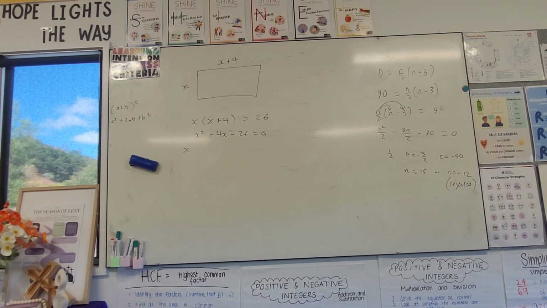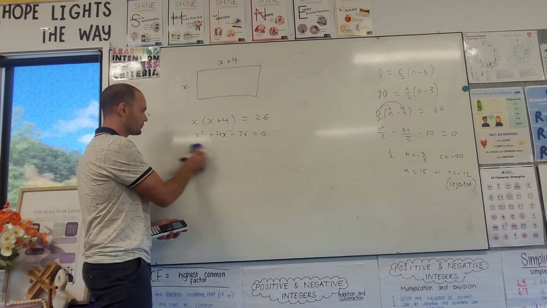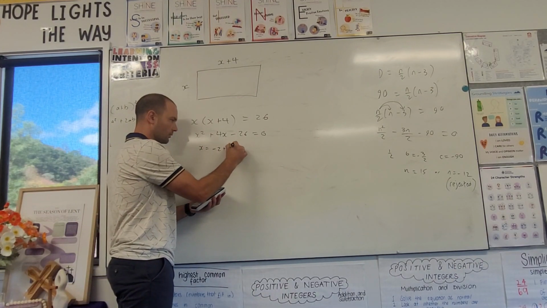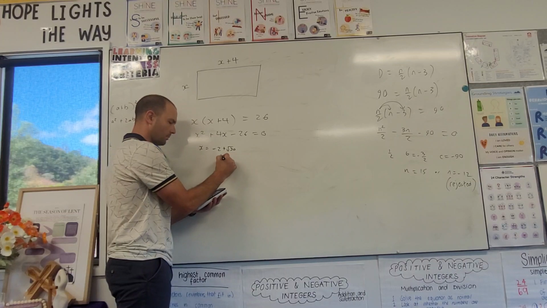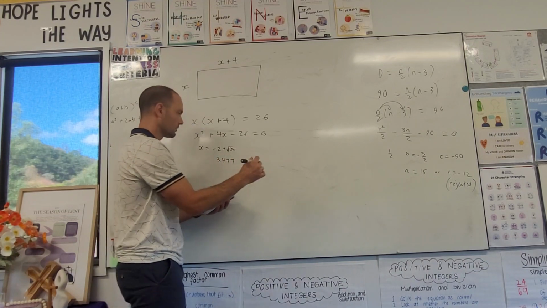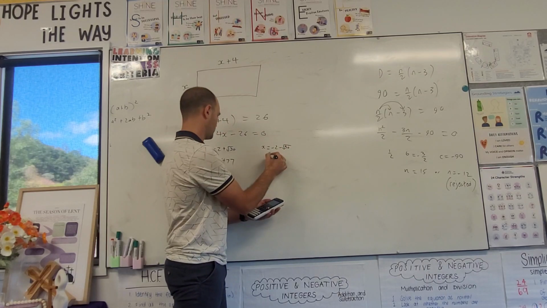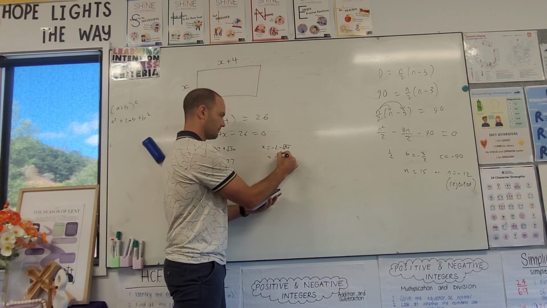So we've got irrational solutions. I didn't put it in properly, 1 for minus 26. All right, look at that, that's very interesting. In our calculator, we've got x equals minus 2 plus root 30, and they've rounded it for us, 3.477, or minus 2 take root 30, which is minus 7.477.